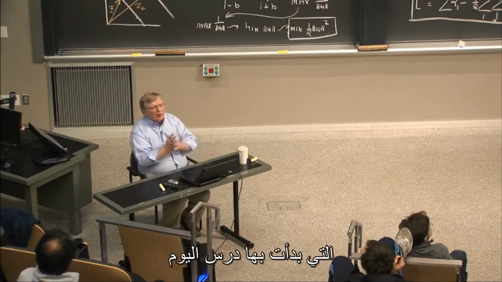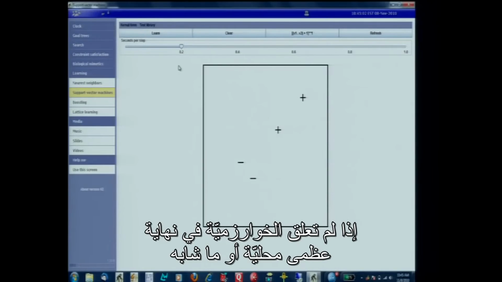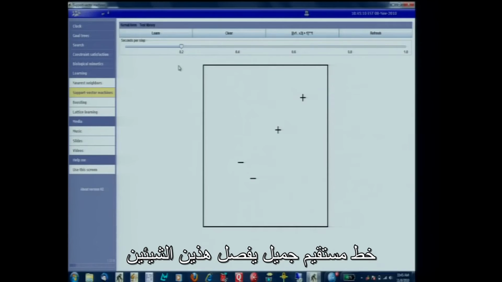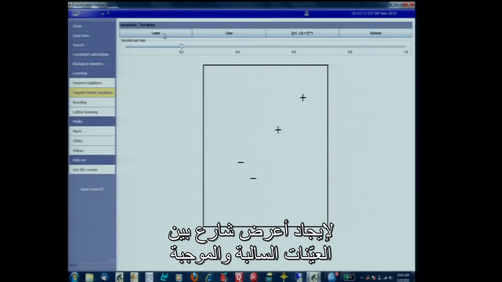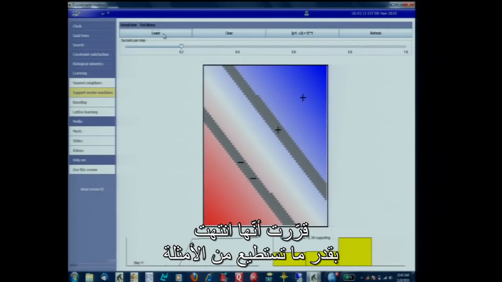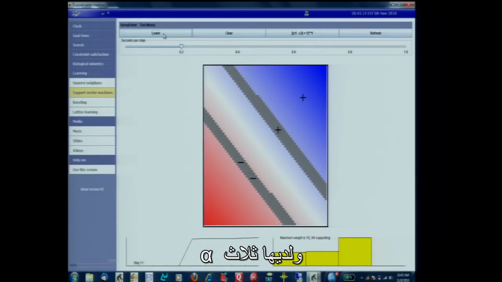Okay, there's our sample problem, the one I started the hour out with. Now, if the optimization algorithm doesn't get stuck in a local maximum or something, it should find a nice straight line separating those two guys, defining the widest street between the minuses and the pluses. So in just a couple of steps, you can see down there at step 11, it's decided that it's done as much as it can on the optimization, and it's got 3 alphas.